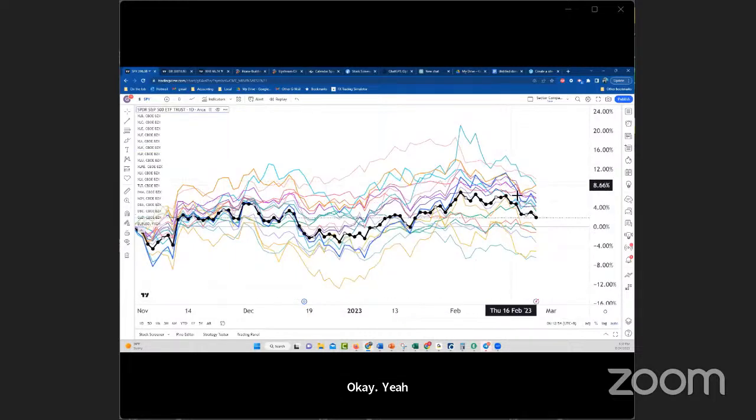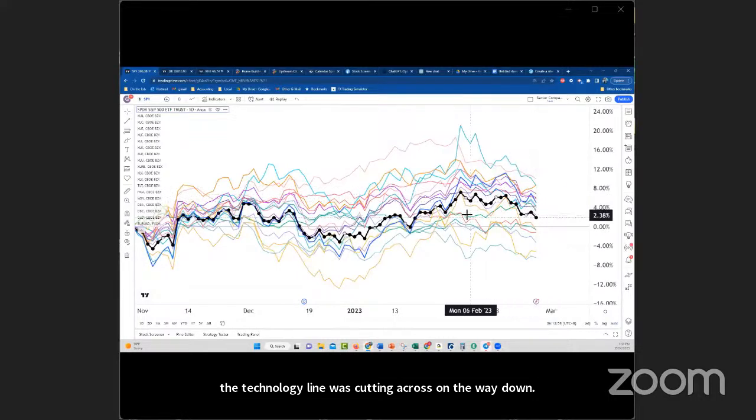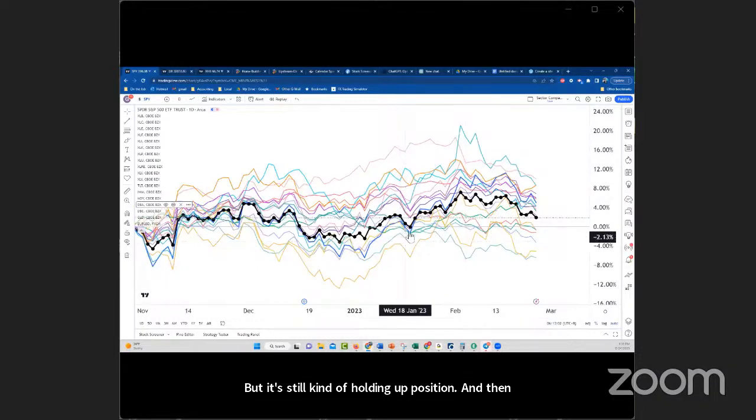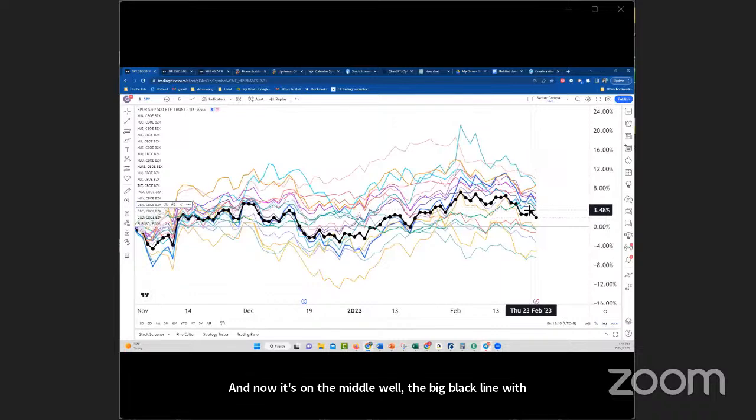So the technology line was cutting across on the way down, but it's still kind of holding a position. And then this line here is the agricultural. And see, it was down low, but it's moving up and through, and now it's on the middle. Well, the big black line with the dots is the S&P 500. So anything above that is showing strength.